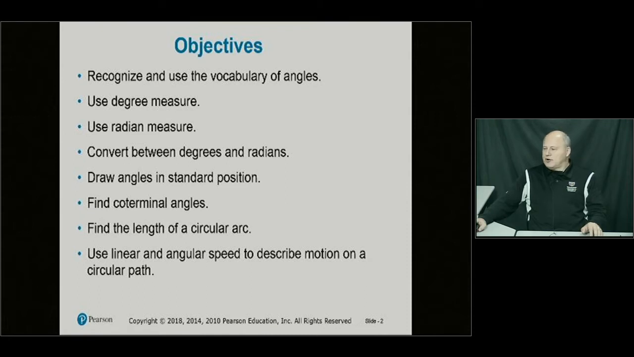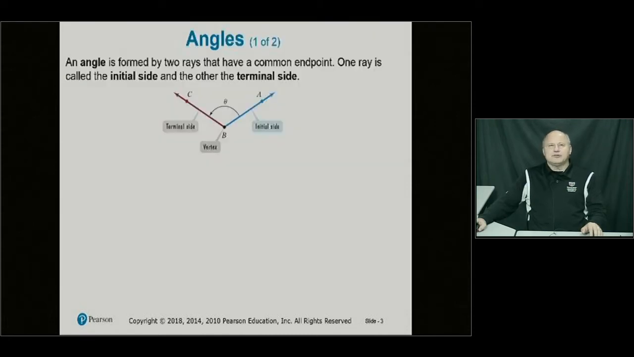So let's begin with our first objective about angles. What is an angle? An angle is formed by 2 rays that have a common endpoint. One ray is called the initial side and the other is called the terminal side. So you have a ray BC and a ray BA that have the same endpoint. The blue one we call the initial side, and the red one is going to be the terminal side.